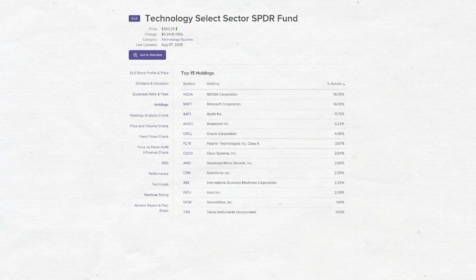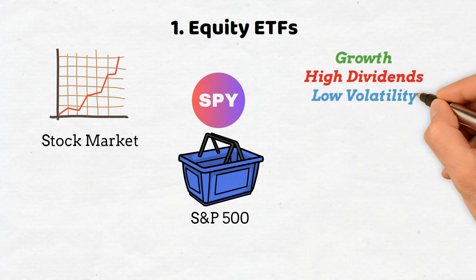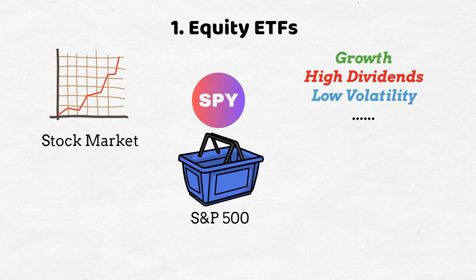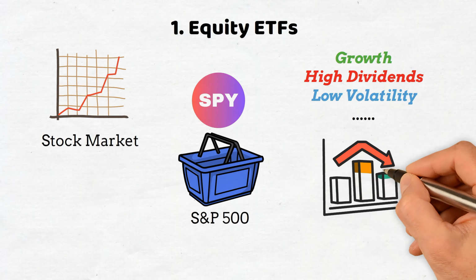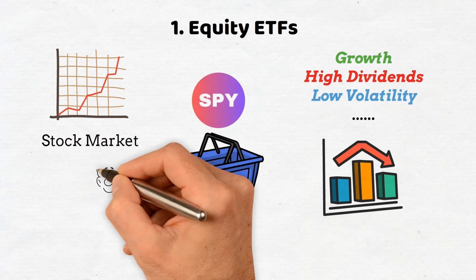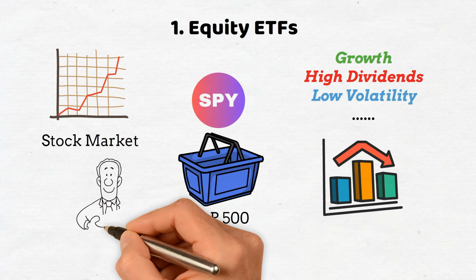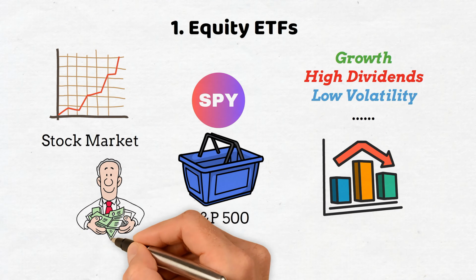Then there are sector-specific ETFs like XLK, which focuses on the tech industry and includes names like Apple, Microsoft, and NVIDIA. You'll also find factor-based ETFs that target specific characteristics like growth, high dividends, or low volatility. But regardless of the theme, these are all stock-based products, meaning they share similar risk profiles. The advantage of equity ETFs is strong long-term growth potential. They're often the main driver of returns in a portfolio, but that comes with higher volatility.